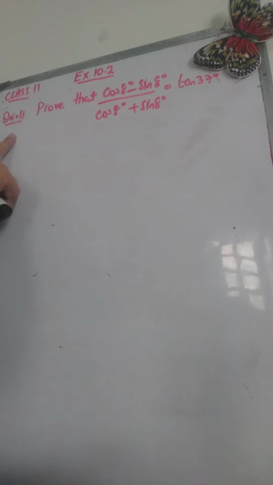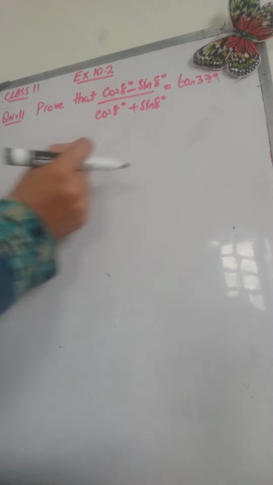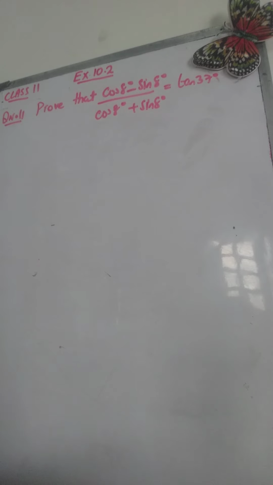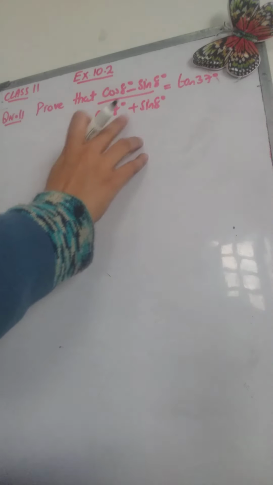Now question number 11. We have to prove that (cos 8 minus sin 8) over (cos 8 plus sin 8) is equal to tangent 37. If you look at these angles 8 and 37, we know that 37 plus 8 is equal to 45. These are not special angles, but they are related to the special angle 45. 37 plus 8 is equal to 45.